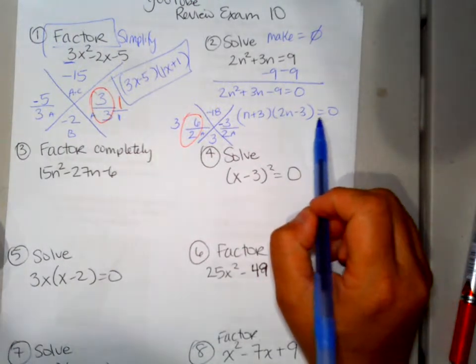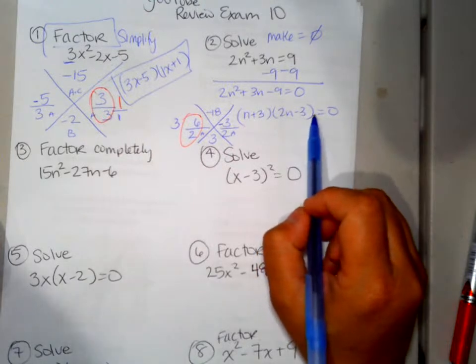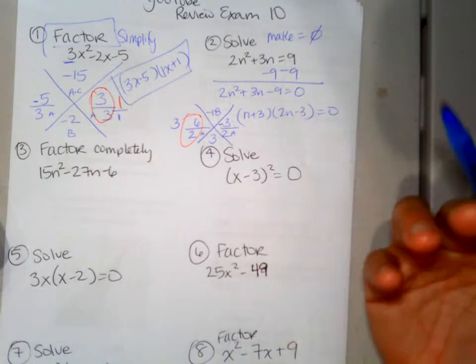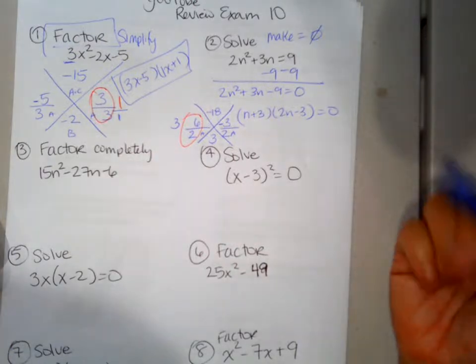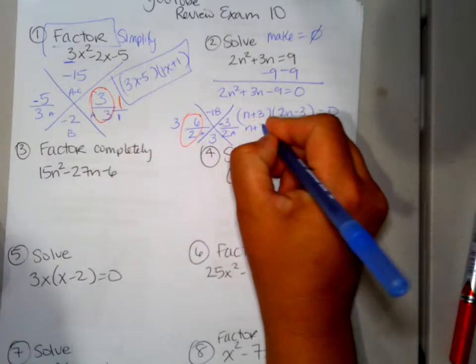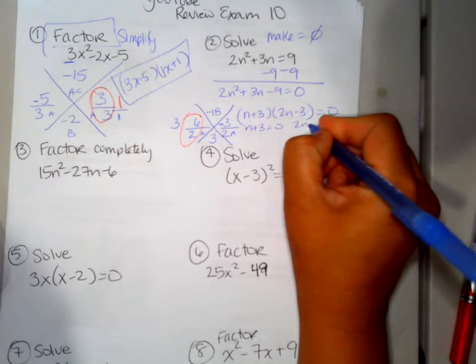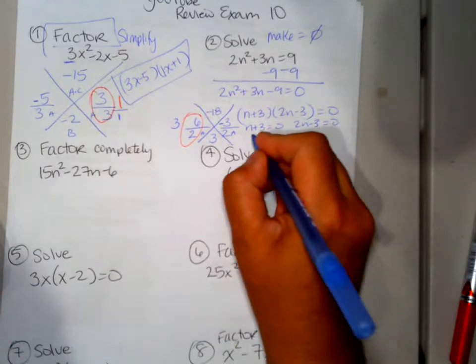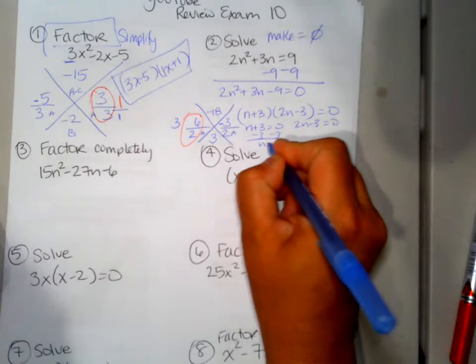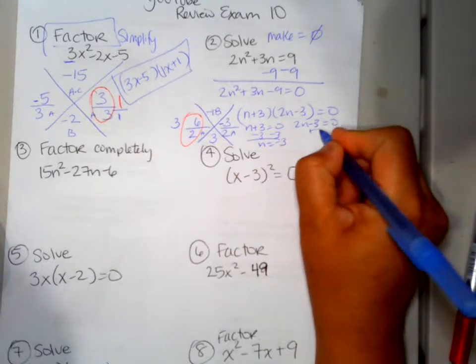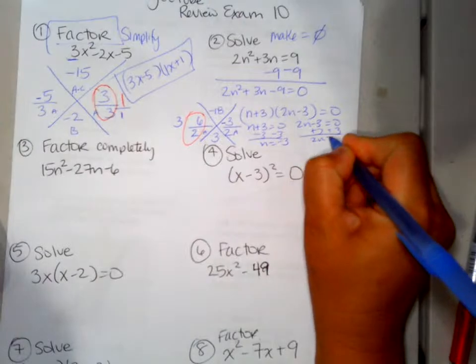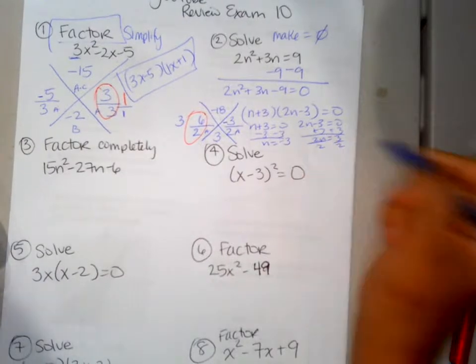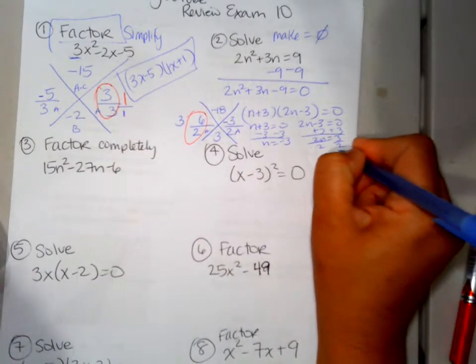Once it's equal to 0, you need to use what's called the zero product property. And that's a fancy term for just set it all equal to 0. So n plus 3 equals 0. 2n minus 3 equals 0, and then solve. Regular equation. Subtract 3, n equals -3. Add 3 here, 2n equals 3. Divide by 2, n equals 3/2.